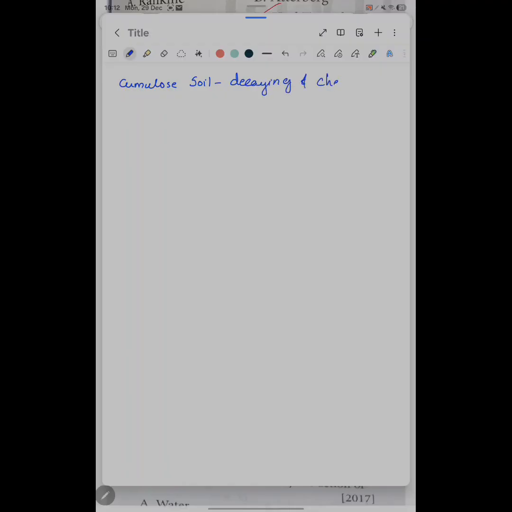So cumulose soil we can explain as the accumulation of decaying and chemically deposited vegetable matter under excessive moisture condition. Examples for cumulose soil we can say peat, muck and humus. So cumulose soil is a soil formed by the decaying and chemically deposited vegetable matter under excessive moisture condition. Example peat, muck, humus. Okay.